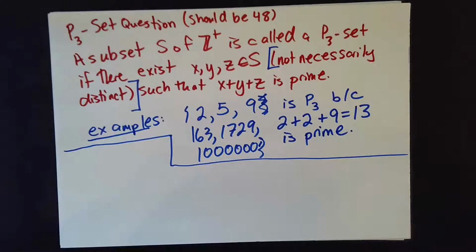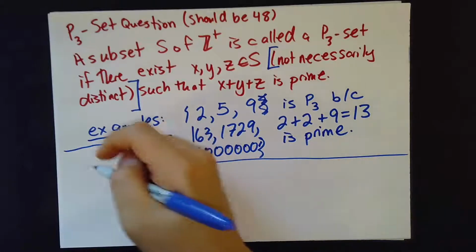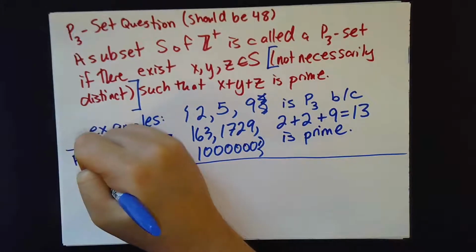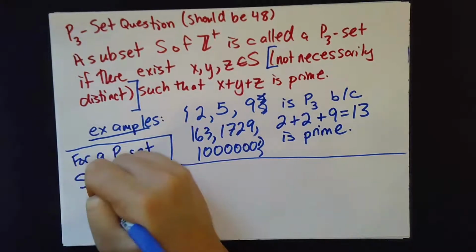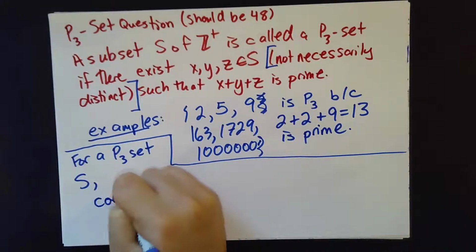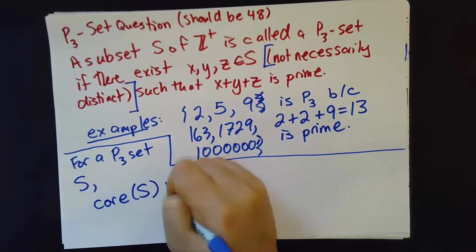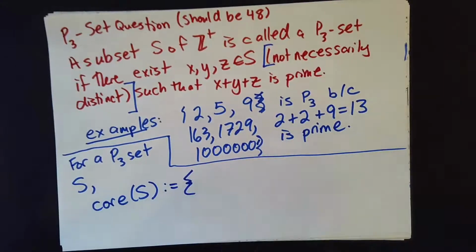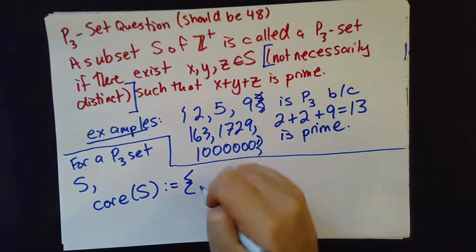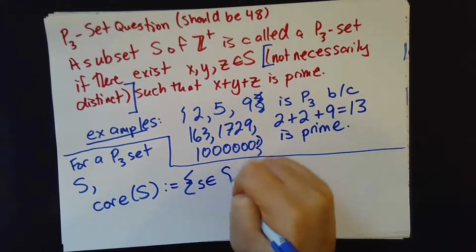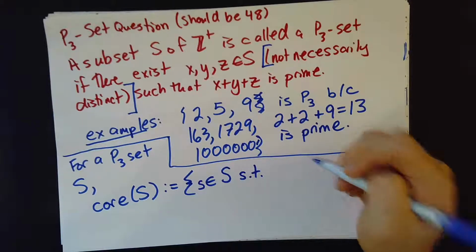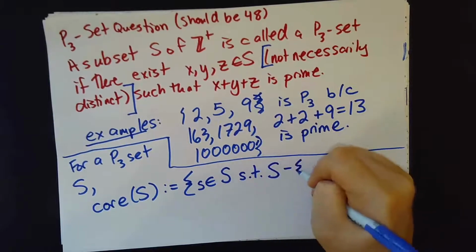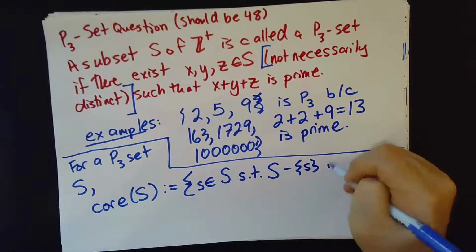And then 49 is a follow-up. 49 is about the core of a P3 set, and so for a P3 set S, the core of S is defined to be the set of little s in big S, such that S minus little s is not a P3 set.